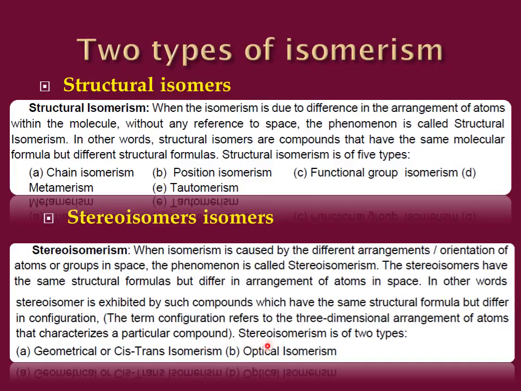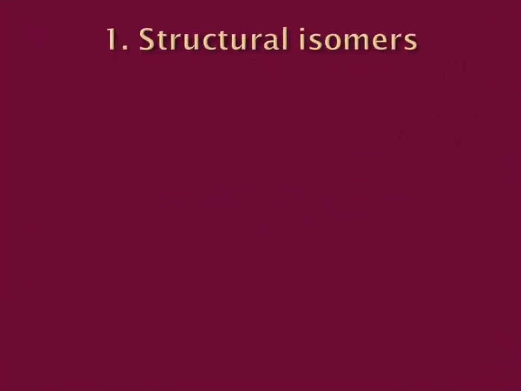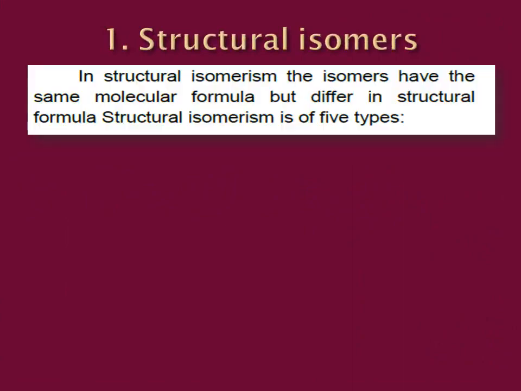Stereoisomerism is of two types: geometrical, which is also called cis-trans isomerism, and the second one is called optical isomerism. Now students, let us try to understand all these isomers with examples, starting with structural isomers. In structural isomerism, the isomers have the same molecular formula but differ in structural formulas. The structural isomerism is of five types.